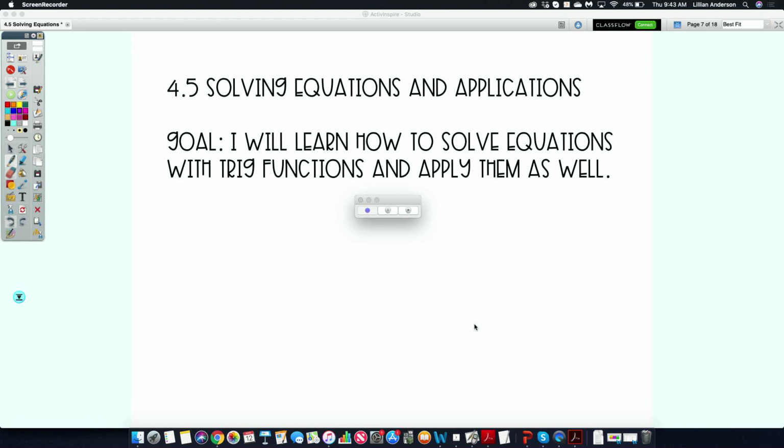Applications. This should also be review because from previous classes, you had dealt with application problems that dealt with these different trig equations. And then, of course, solving equations. We're going to be looking at using your identities to solve a few more equations.